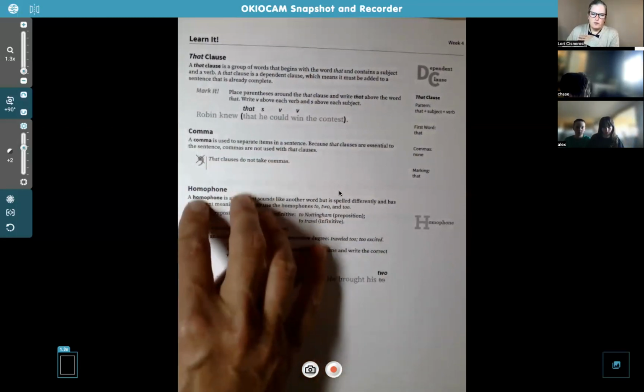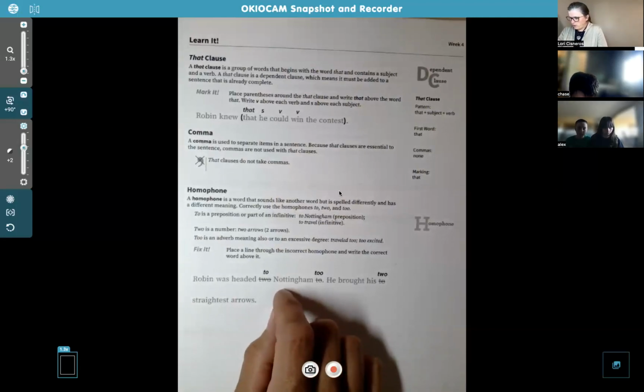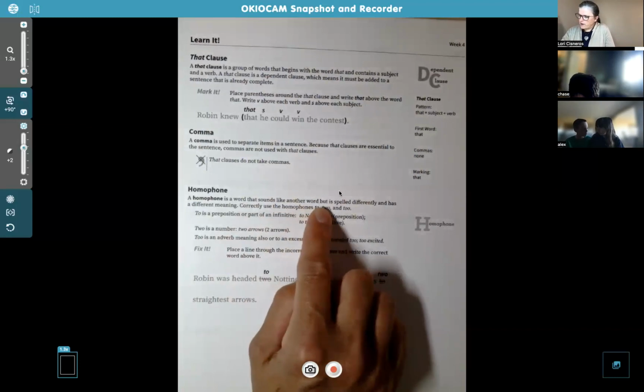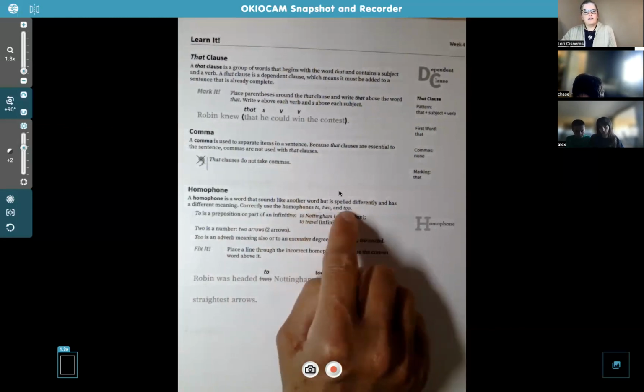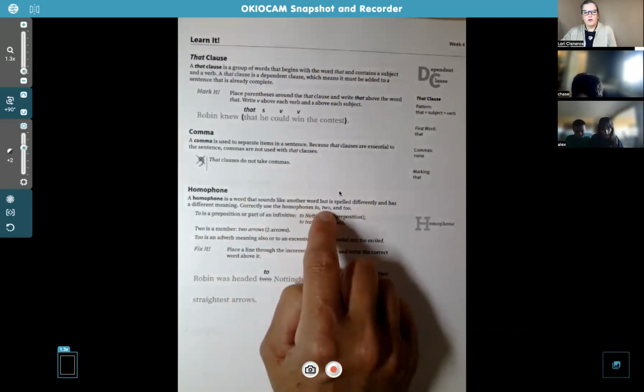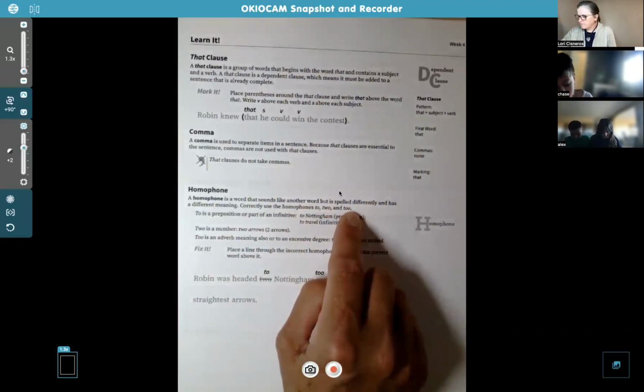Here we're talking about homophones. You've probably heard that word before. Homophones are words that sound like another word, but are spelled differently and have a different meaning. Like in these three words here, to, two, too. They sound the same, exactly. They're spelled differently and each one has a different meaning.